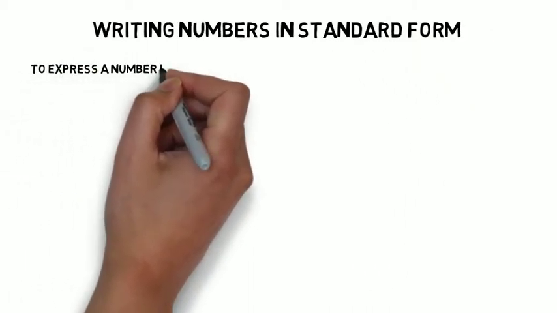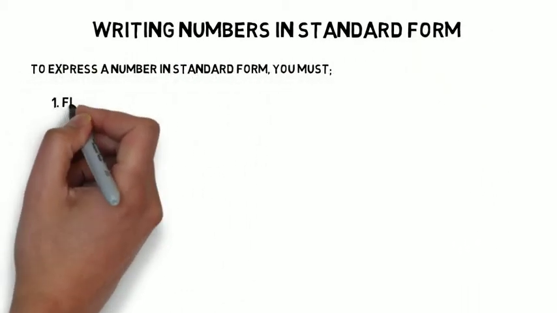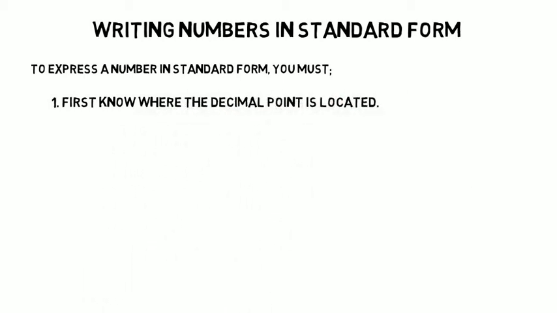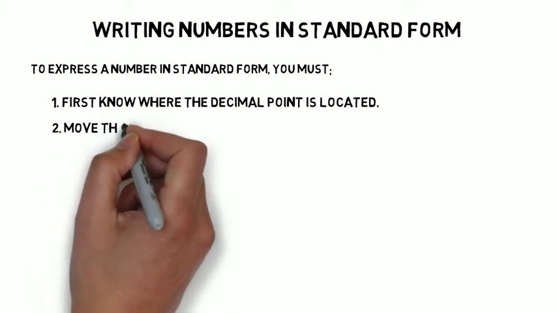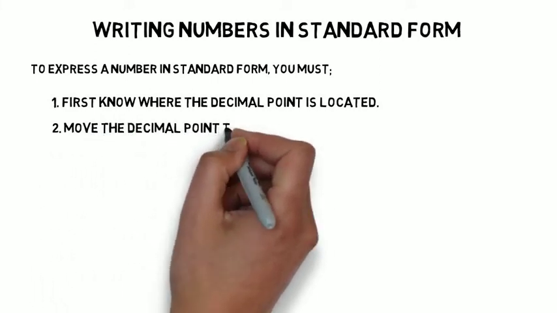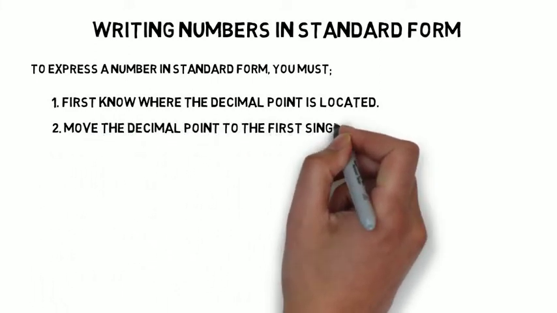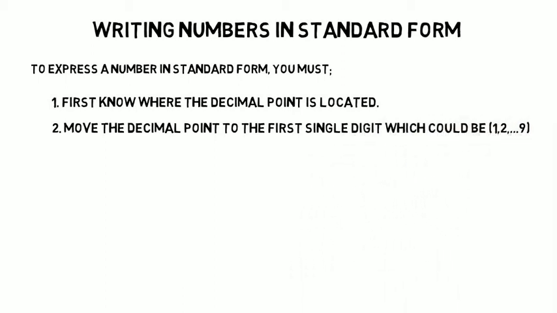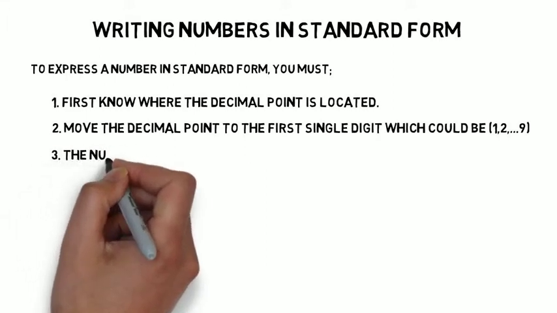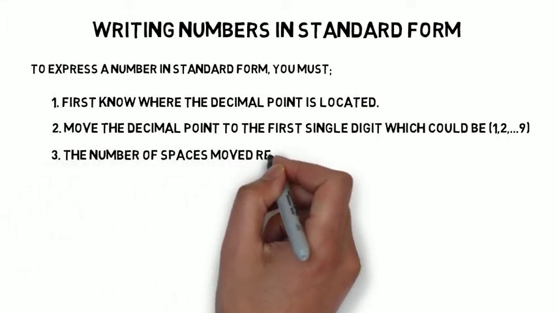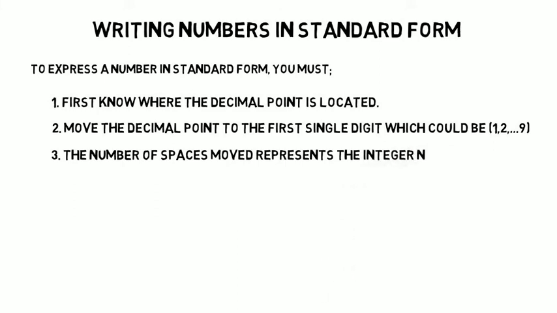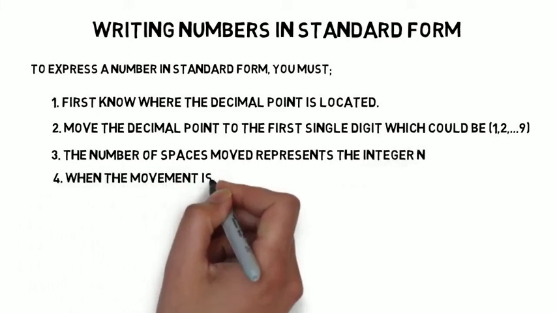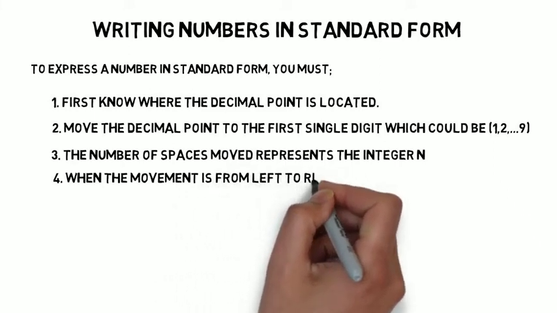To express a number in standard form, you must first know where the decimal point is located, which is very, very important. Move the decimal point to the single digits, which could be numbers from 1, 2, 3 through to 9. The number of spaces moved represents the integer n. When the movement is from left to right, n is negative.